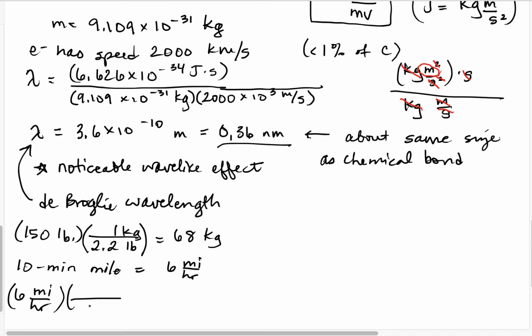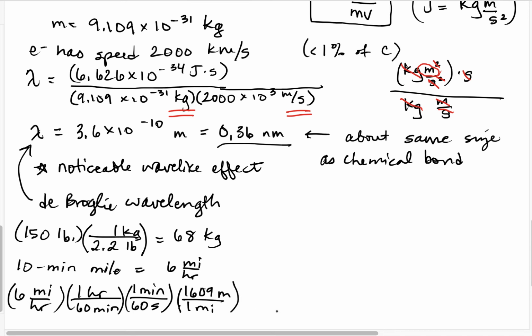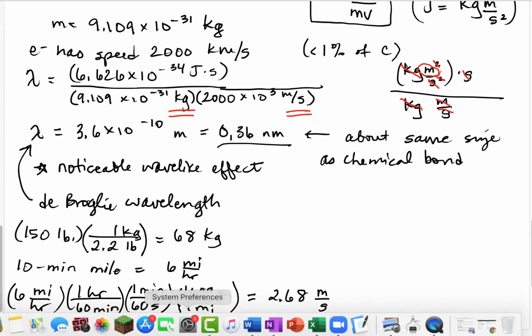Okay, so in 1 hour, we have 60 minutes, and in 1 minute, we have 60 seconds. I'm doing these unit conversions because I need my speed to be in meters per second and my mass to be in kilograms, just like before. And then in 1 mile, you have 1609 meters. So if you do this calculation, you get 2.68 meters per second for this person's speed.